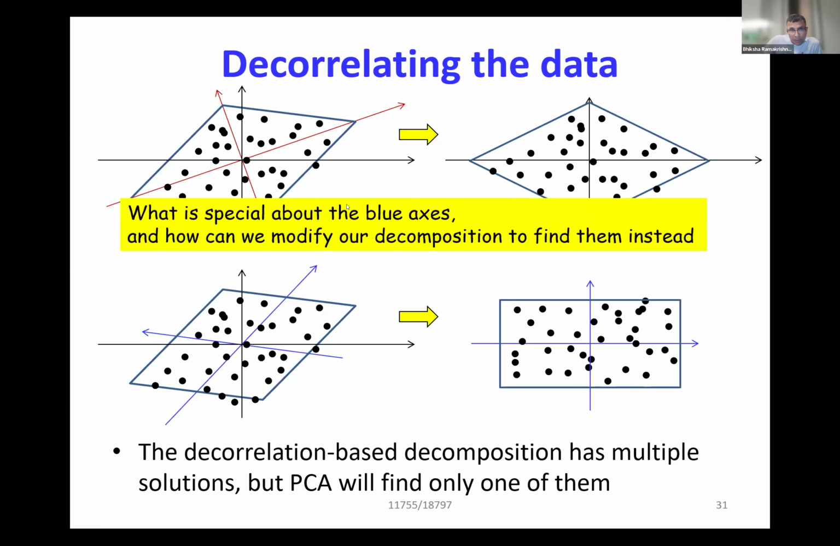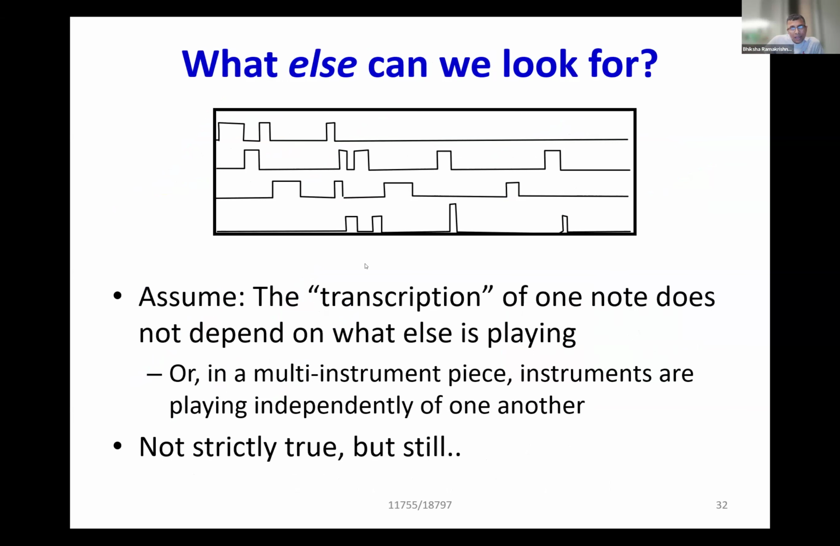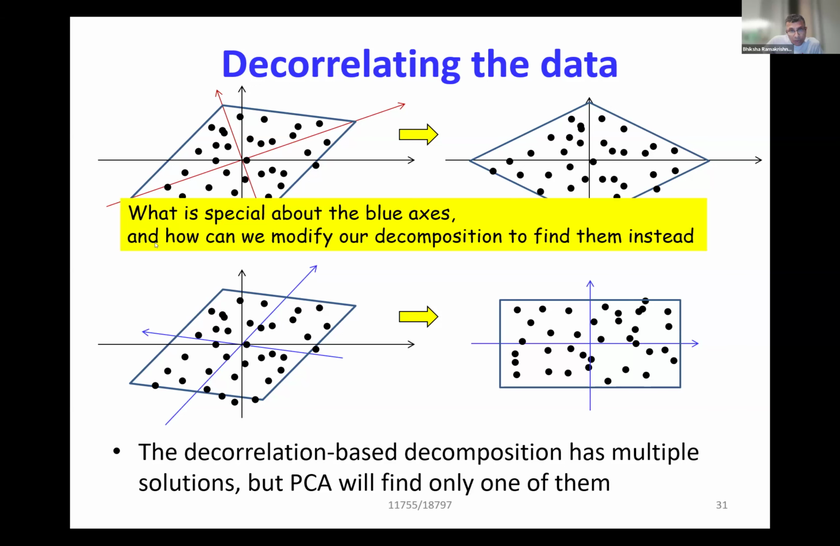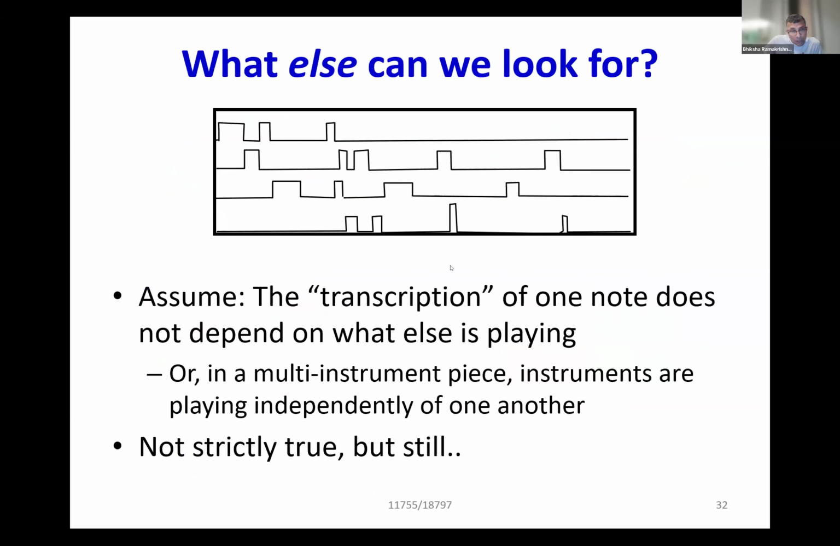So again, what is special about the blue axes? And how do we modify our decomposition to find these blue axes instead? So obviously PCA is not enough, and simple decorrelation will decorrelate stuff, but then it's going to give you a non-unique answer. So what else can we look for?